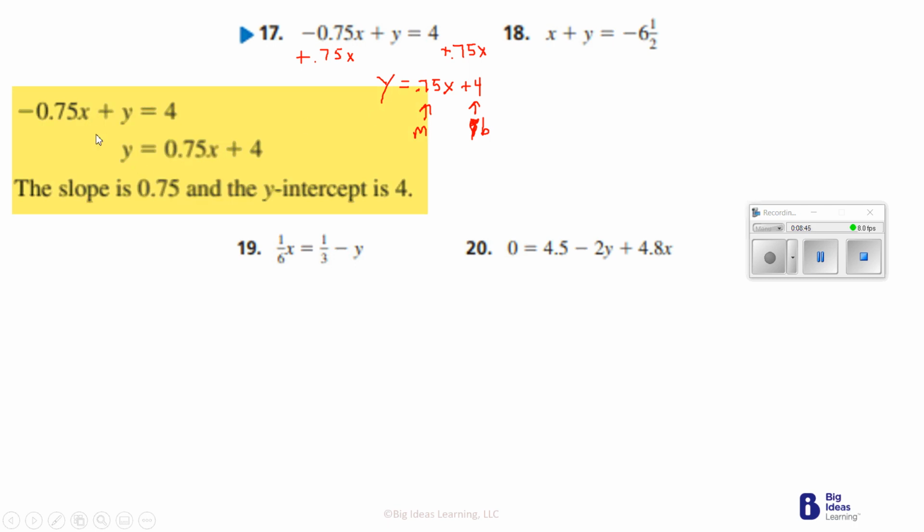They did the same thing I did. They added 0.75x to each side. The slope is 0.75, and the y-intercept is 4, and that y-intercept is often called b.